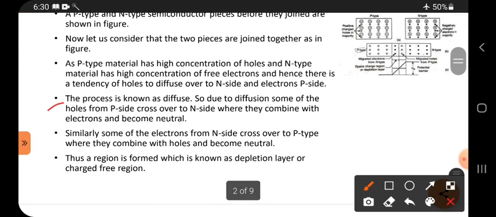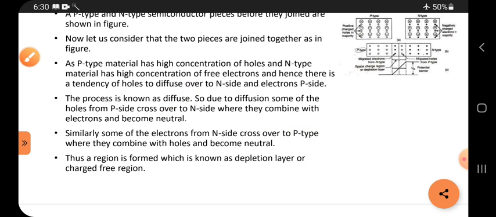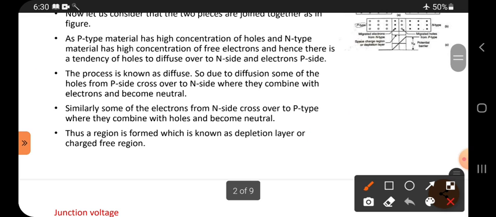The process is known as diffusion. Diffusion means either electrons or holes have to move from a high concentration region to a low concentration region, or from high density to low density. That is called diffusion. Electrons or holes move from a high concentration region to a low concentration region, or from a high density region to a low density region. That process we call the diffusion process.